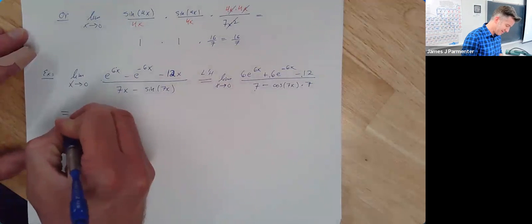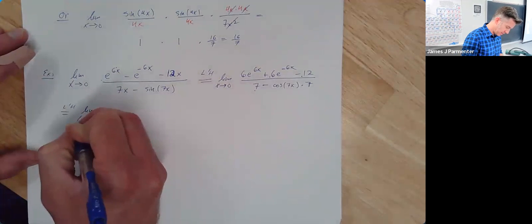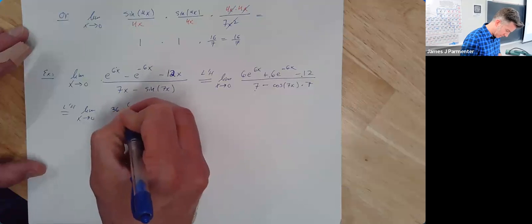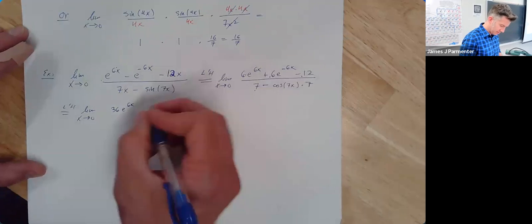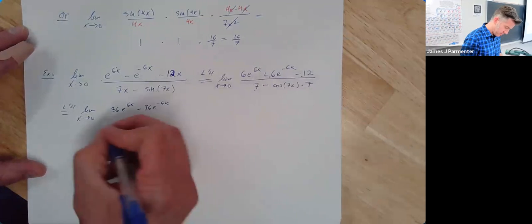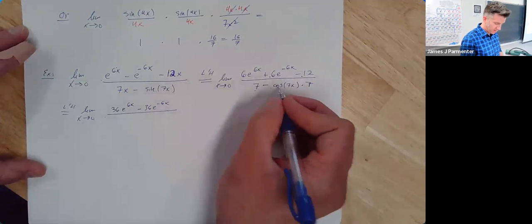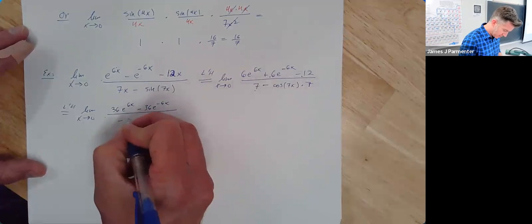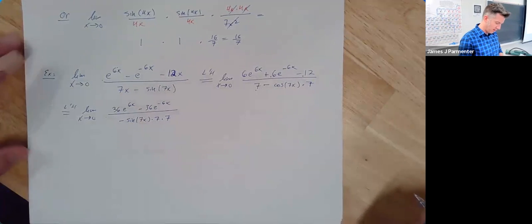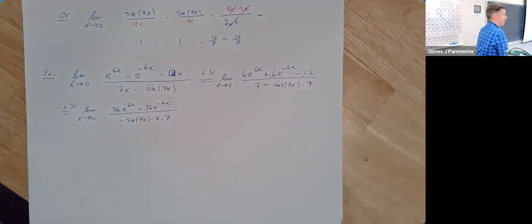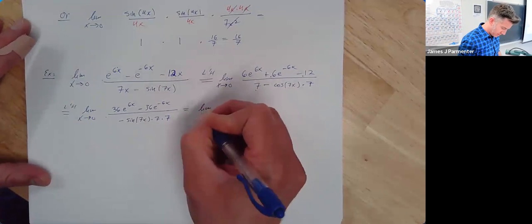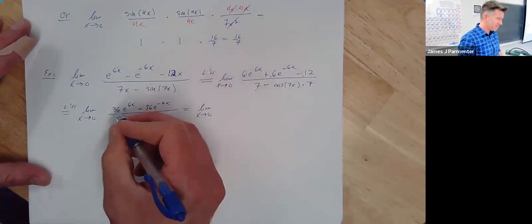So we do it again. The limit as x goes to 0. The derivative of 6 e to the 6x is 36 e to the 6x. The derivative of 6 e to the negative 6x is minus 36 e to the negative 6x. The derivative of 12 is 0. The derivative of 7 is 0. The derivative of negative cosine of 7x times 7 is negative sine of 7x times the derivative inside times the 7 that was still there. And it's still 0 over 0. And finally, I think we can do it one more time and get the limit as x goes to 0 of 36 times 6.